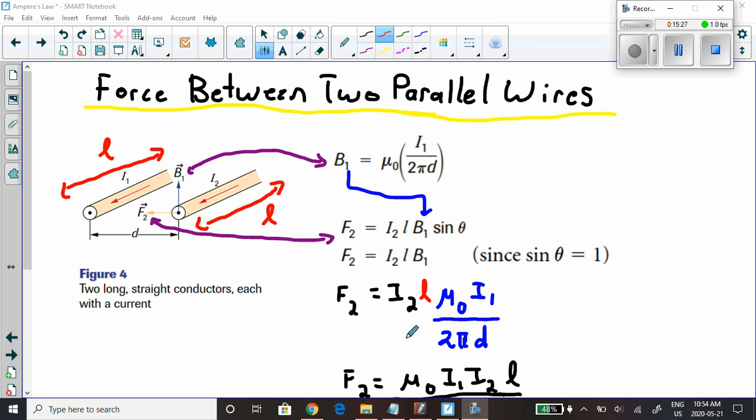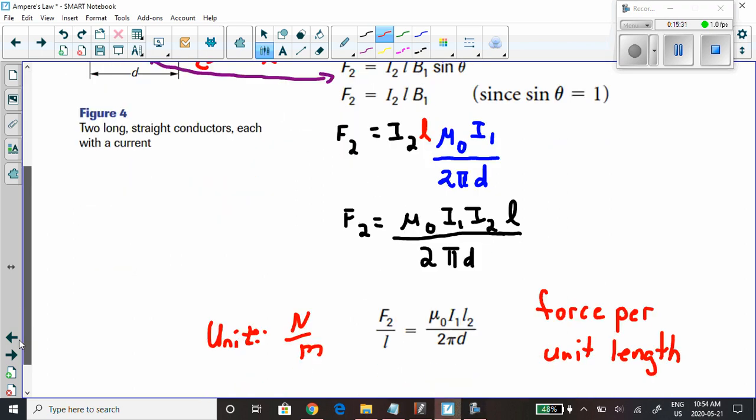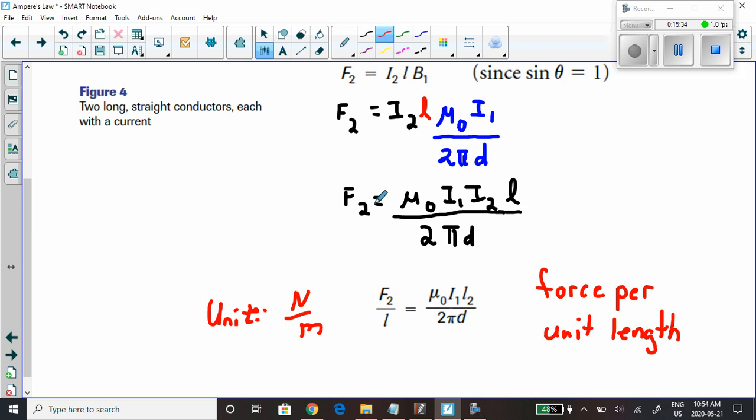It's usually not written like that. It's usually written like this: force 2 is equal to mu naught I1 I2 L all over 2 pi d. That's usually the way it's written. And more so than that, a lot of times they report this force as a force per unit length. How much force is on every unit of length of those two parallel wires? And then it becomes this equation here, and the unit is newtons per meter.